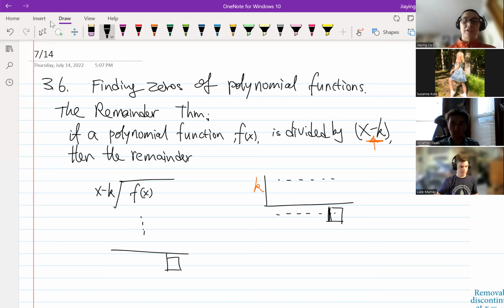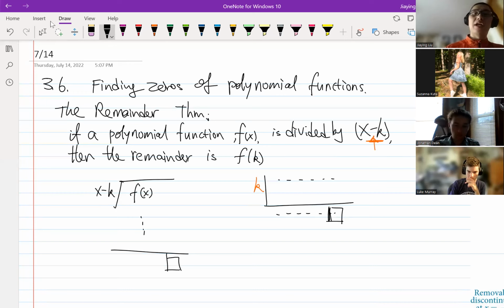So if a polynomial function f of x is divided by x minus k, then there's another way to find the remainder, which doesn't require long division or synthetic division. The remainder is simply f of k. If we take k, put it into f of x, and calculate f of k, that number is actually the remainder, which is a lot faster than long division or synthetic division. We just plug in and evaluate f of k. That's it. This will be very useful if we want to find the remainder really quickly.